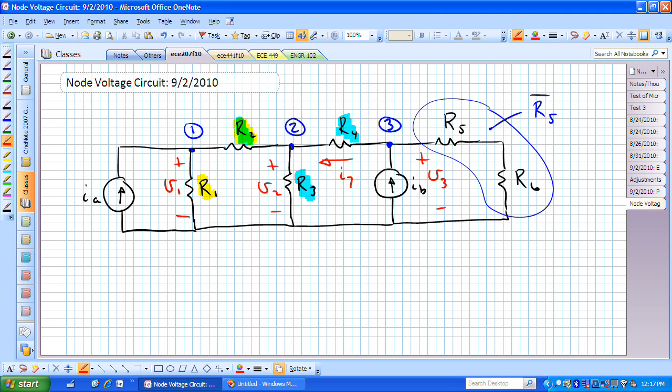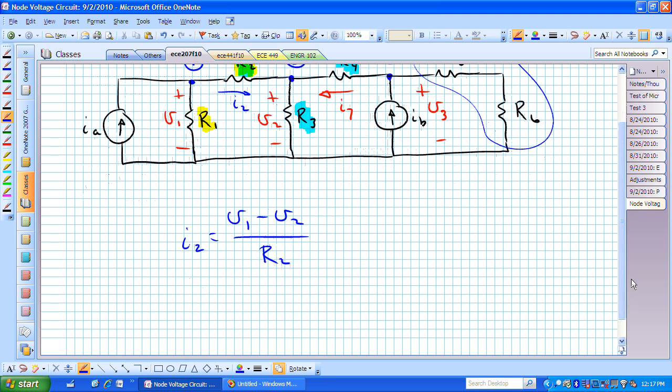If somebody wanted to know what is the power absorbed by R sub 2, we can find that. We can find the current going through that particular resistor. In some of our earlier diagrams, I think we had labeled that I sub 2. In this case, I sub 2 is equal to V1 minus V2 over R sub 2.